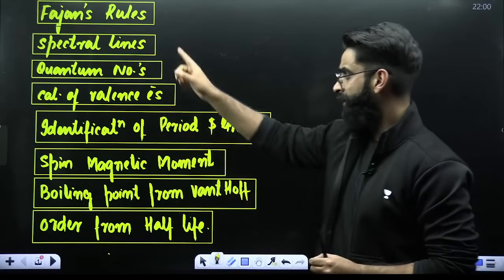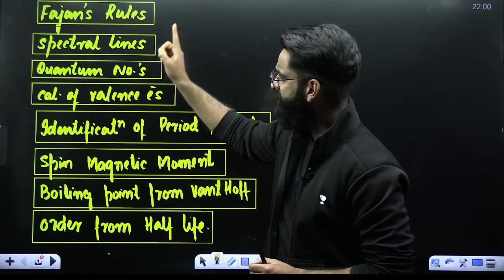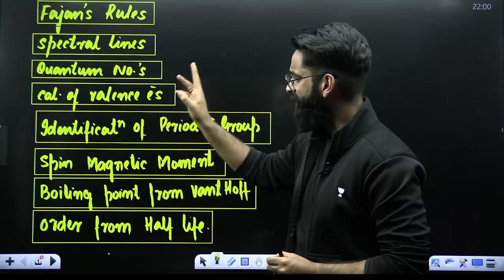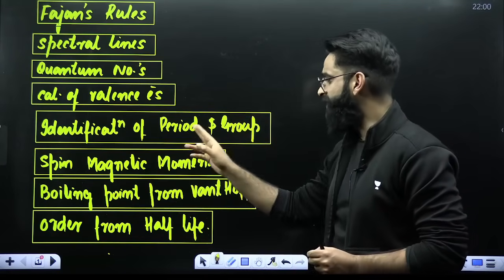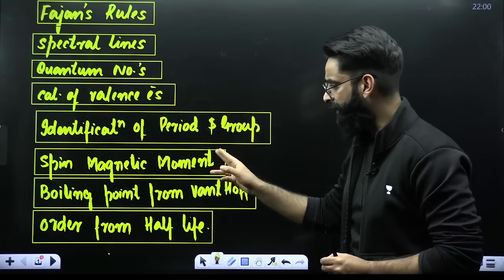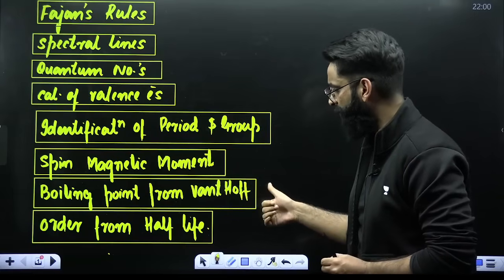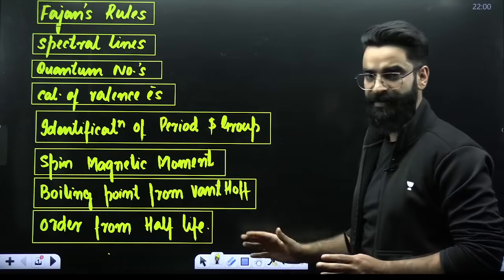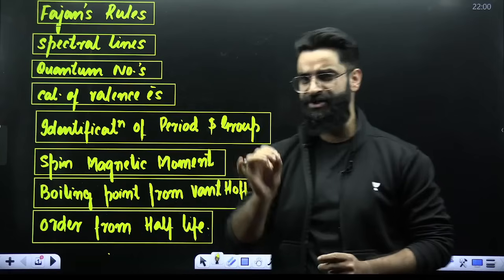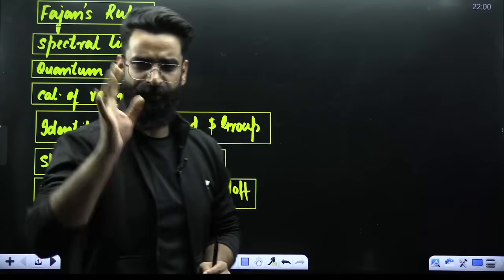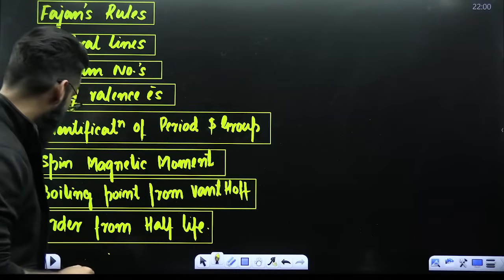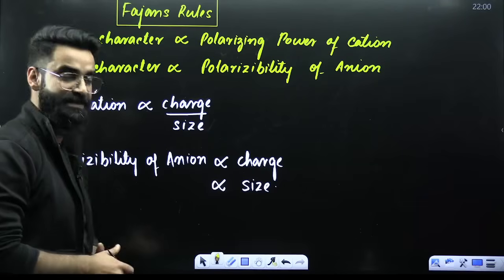In this video, Fajan's rules, spectral lines, quantum numbers, calculation of valence electrons, identification of period and group, spin magnetic moment, boiling point from Van 't Hoff factor, order of the reaction from half-life. All these short topics I shall be discussing with you in a very small interval of time. So without wasting any time, let's get started.